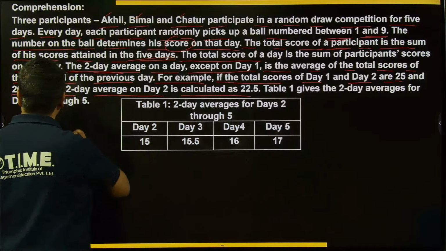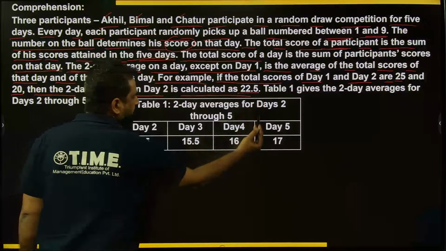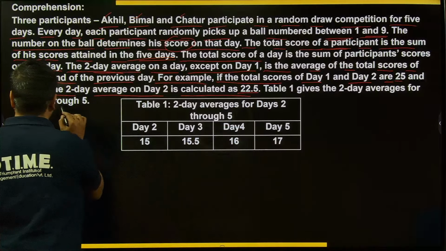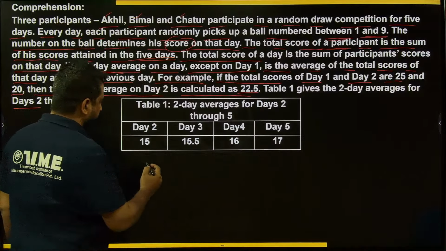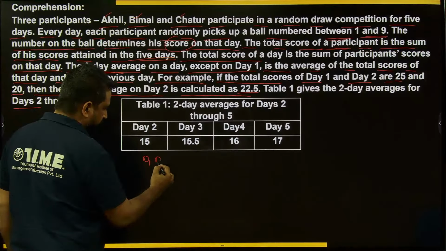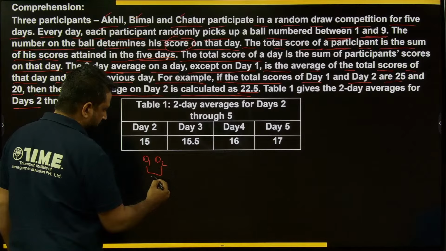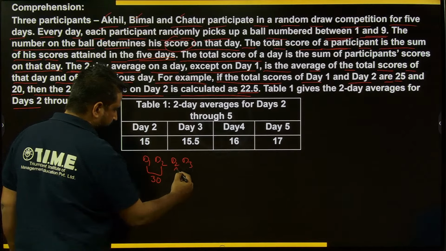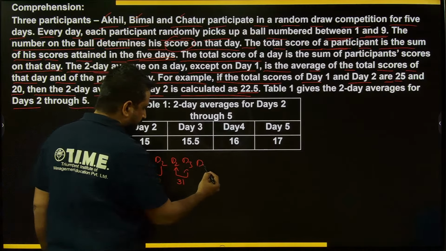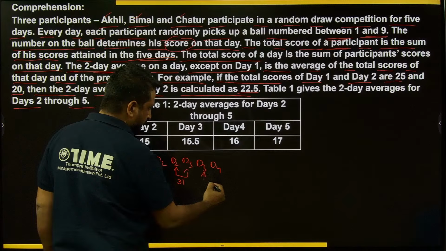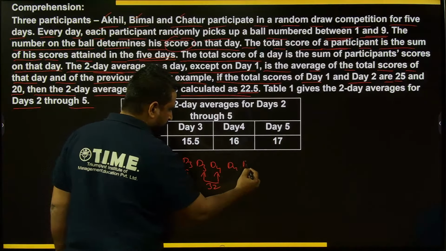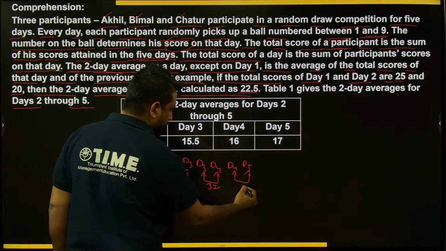That is 25 plus 20, 45 by 2, or 22.5. Table 1 gives the 2-day averages for days 2 through 5. Okay, it means day 1 and day 2, sum is 30. Day 2 and day 3, sum 15.5 into 2 is 31. Day 3 and day 4, sum 16 into 2 is 32. Day 4 and day 5, sum 17 into 2 is 34.